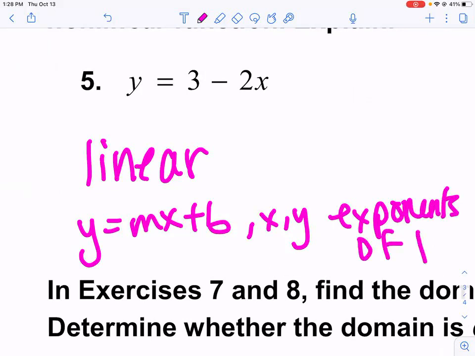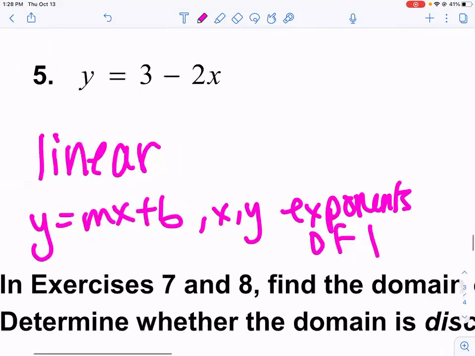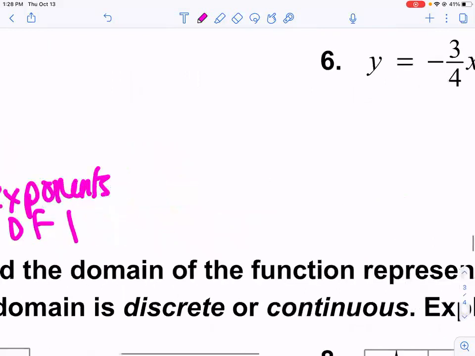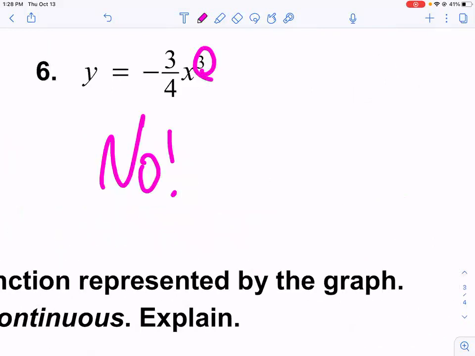Okay. Now, if you scan your eyes over to number 6, X has an exponent of 3. That's not okay for a linear function.